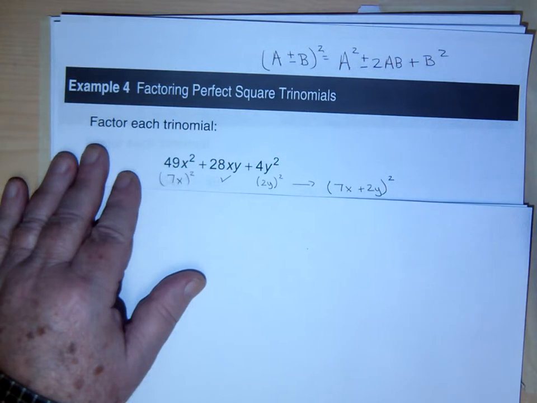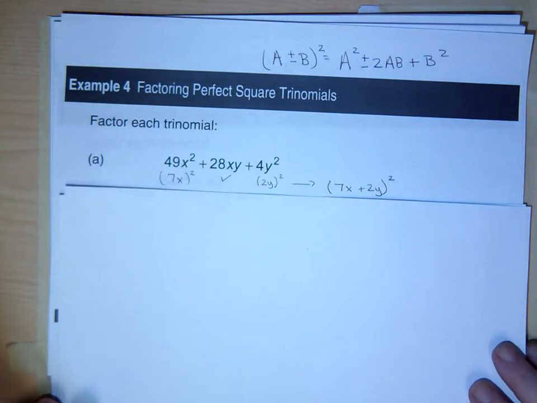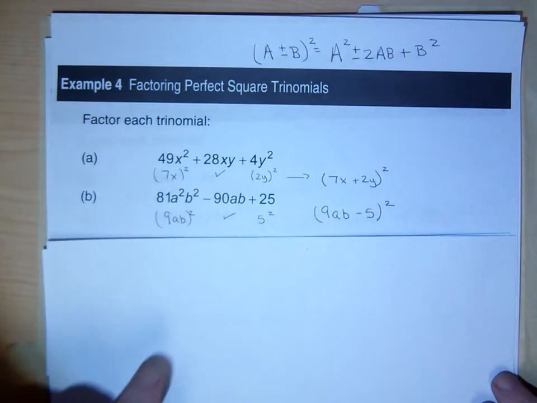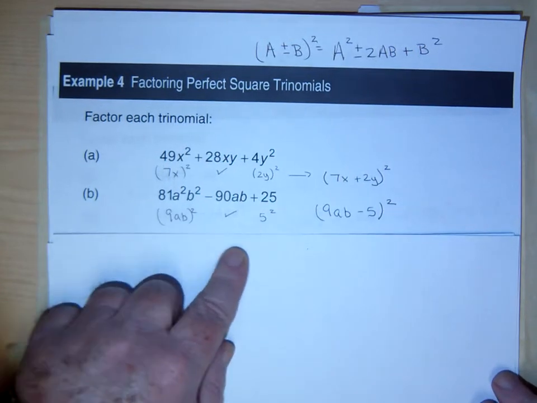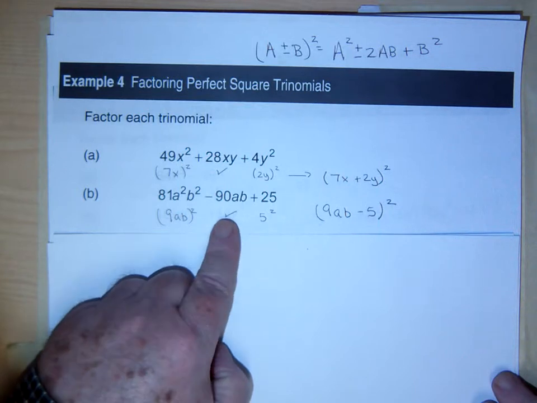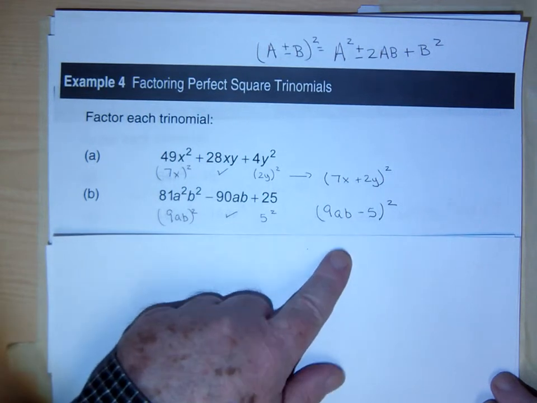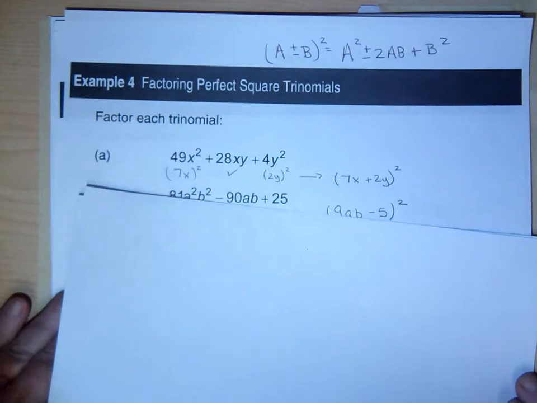You will get the same answer if you work through it the other way, but sometimes it is quicker to recognize a pattern. Likewise, we have this problem. We realize that the first term is 9ab whole squared, the last term is 5 squared, and we check, is this twice the product of those terms? And it is, so this can be factored into 9ab minus 5 whole squared.